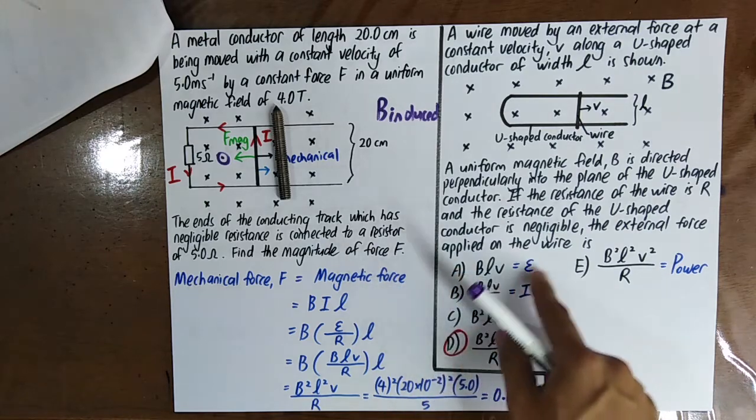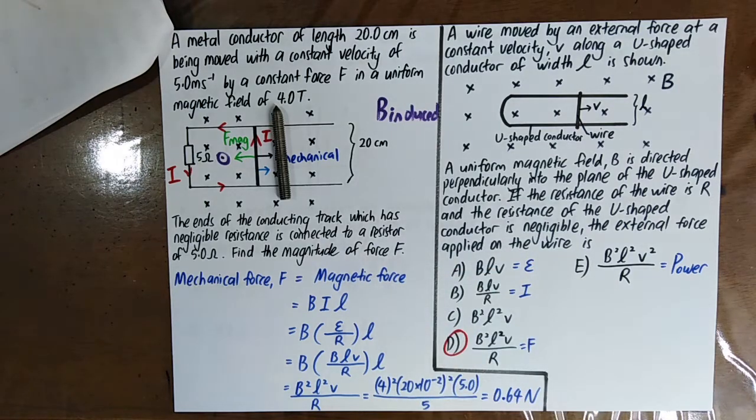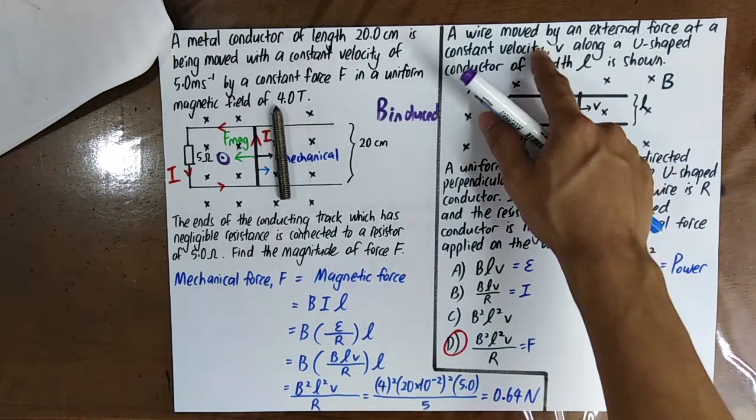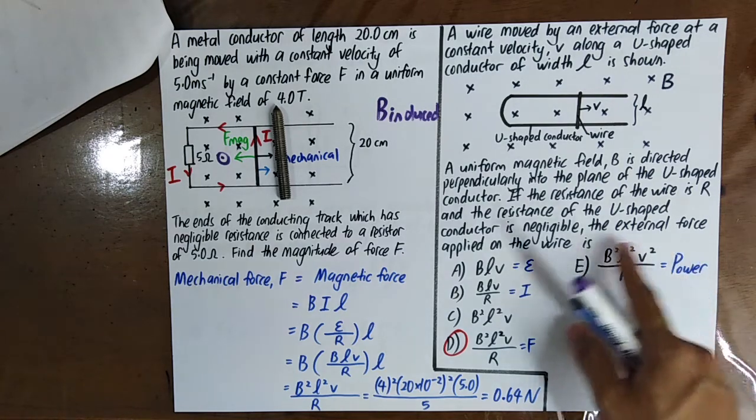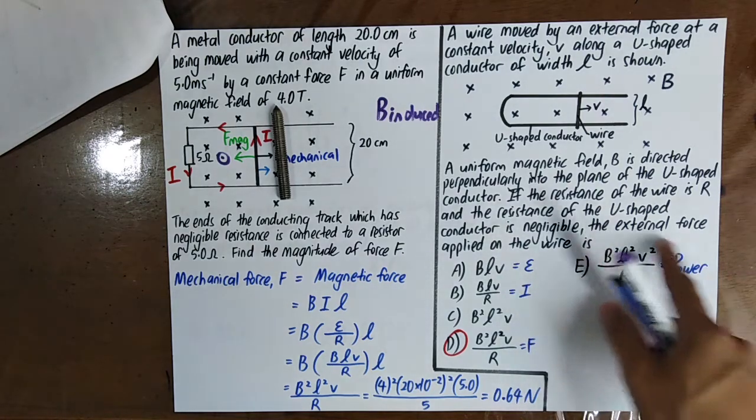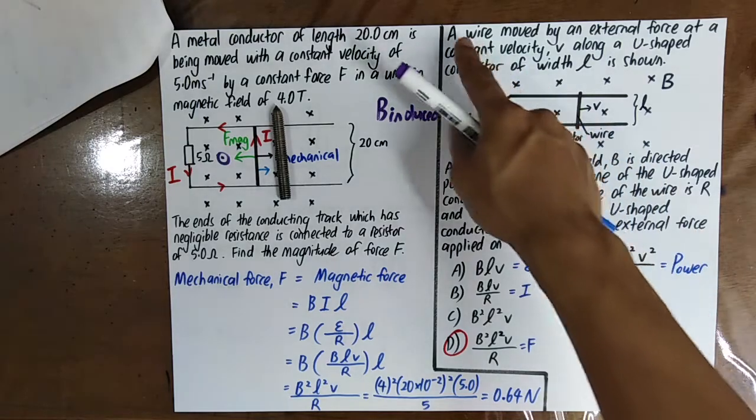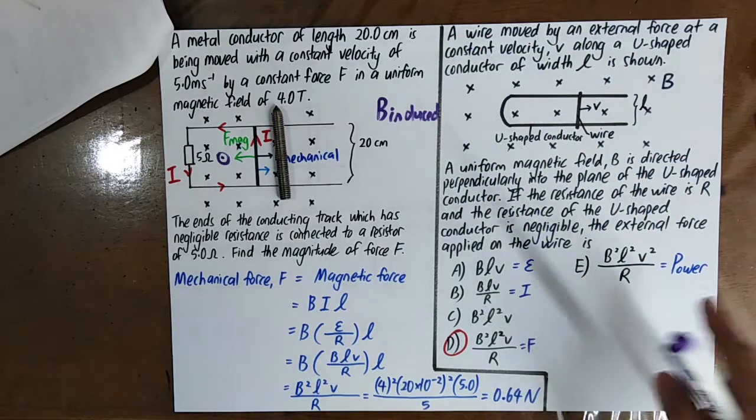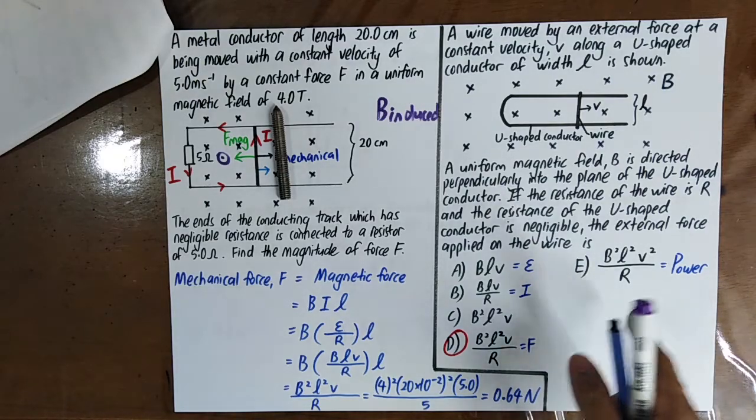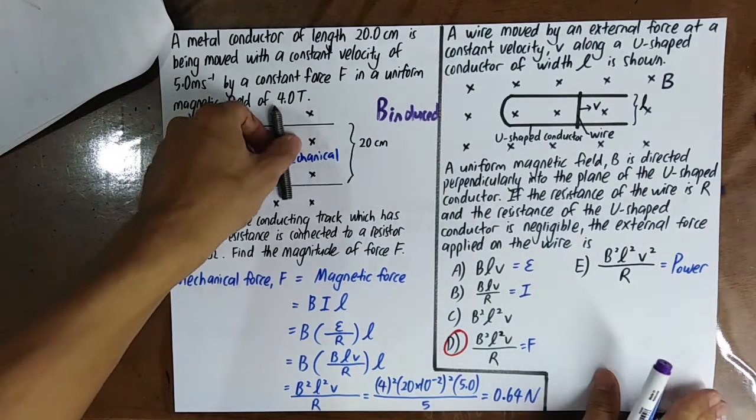Okay, this is the back EMF. This is the induced current. This is the force. Okay, because you know that the mechanical force is equal to the magnetic force when V is constant. This is the electrical power, or you can also say that this is the mechanical power. Okay? Because when the rod is moving at a constant velocity, you know that the electrical power is equal to the mechanical power.